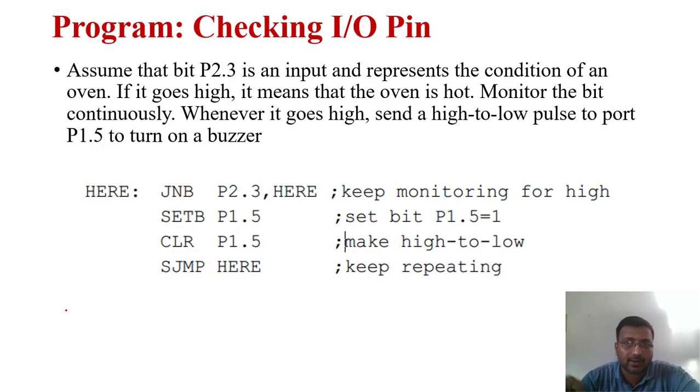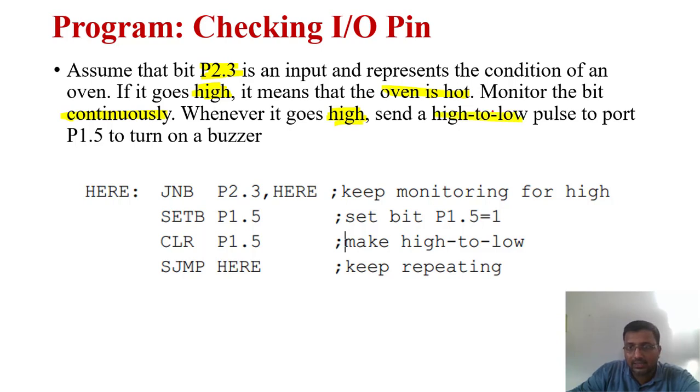Right, so another program for checking the IOs. Assume that P2.3 is an input representing the condition of an oven. When it goes high, it means the oven is hot. So we need to monitor the bit continuously, using JNB or JB. Whenever it goes high, we need to use JNB.